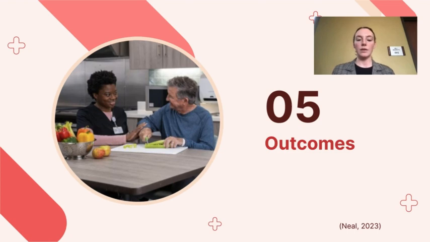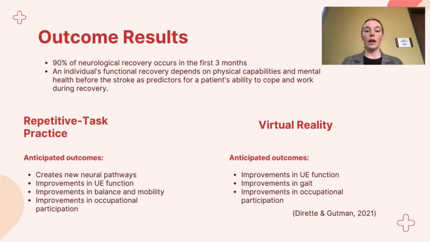We will now discuss outcomes. For outcomes in general for a stroke, about 90% of the neurological recovery occurs in the first 3 months after a stroke happens, and an individual's recovery can be impacted by their physical capabilities and mental health prior to the stroke, because this can affect how one copes with the impact of the diagnosis, as well as their ability to participate.